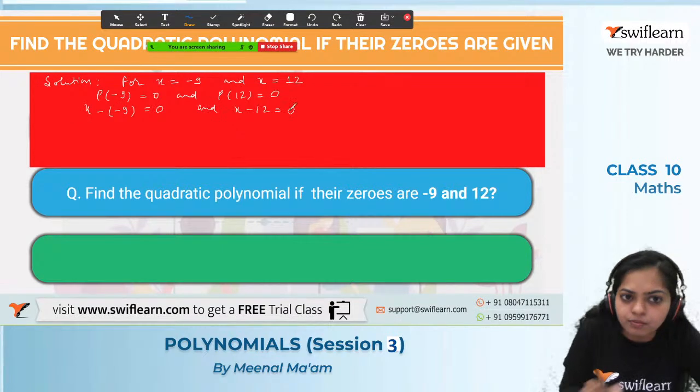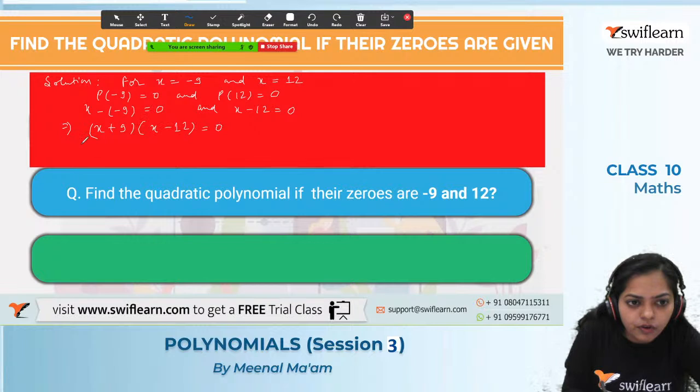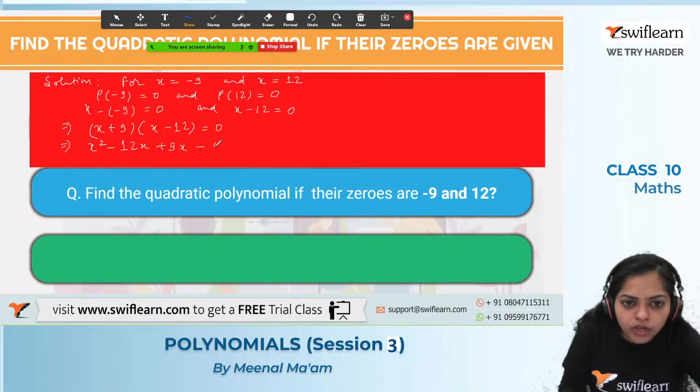Alright, everyone. Now, can I combine it like this? x plus 9 and x minus 12 is equal to 0. When I multiply this, what will I get? x square minus 12x plus 9x minus 12 nines are 108 is equal to 0. So x square minus 12 and 9 is what? Minus 3x minus 108 is equal to 0.